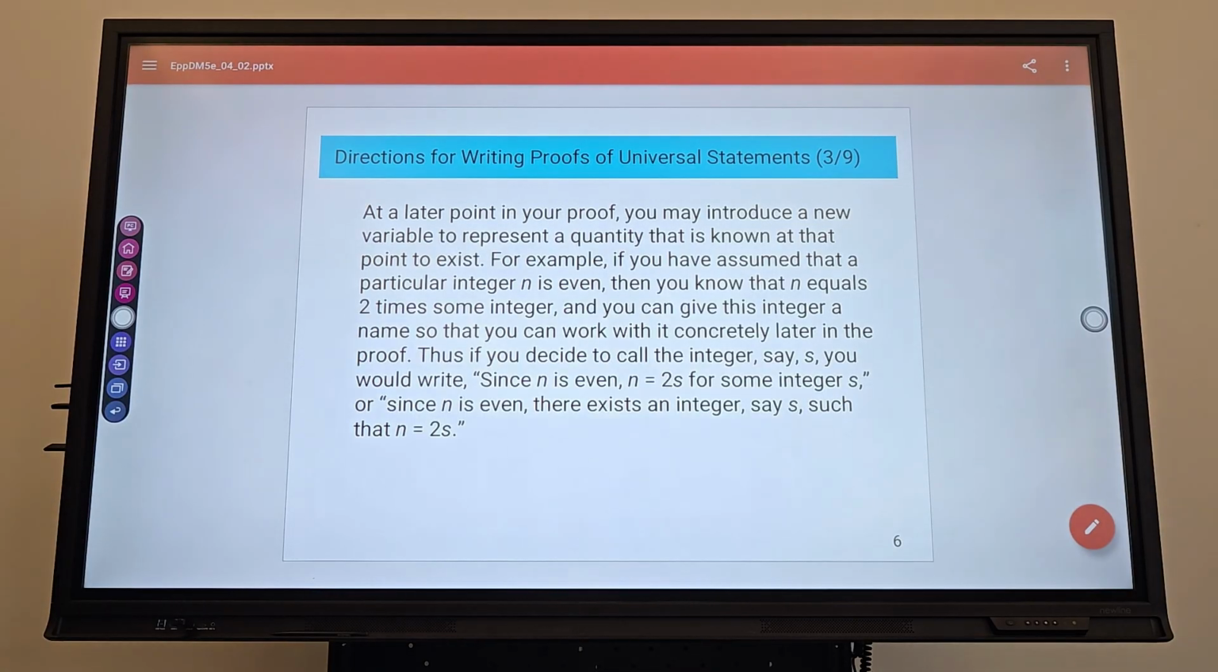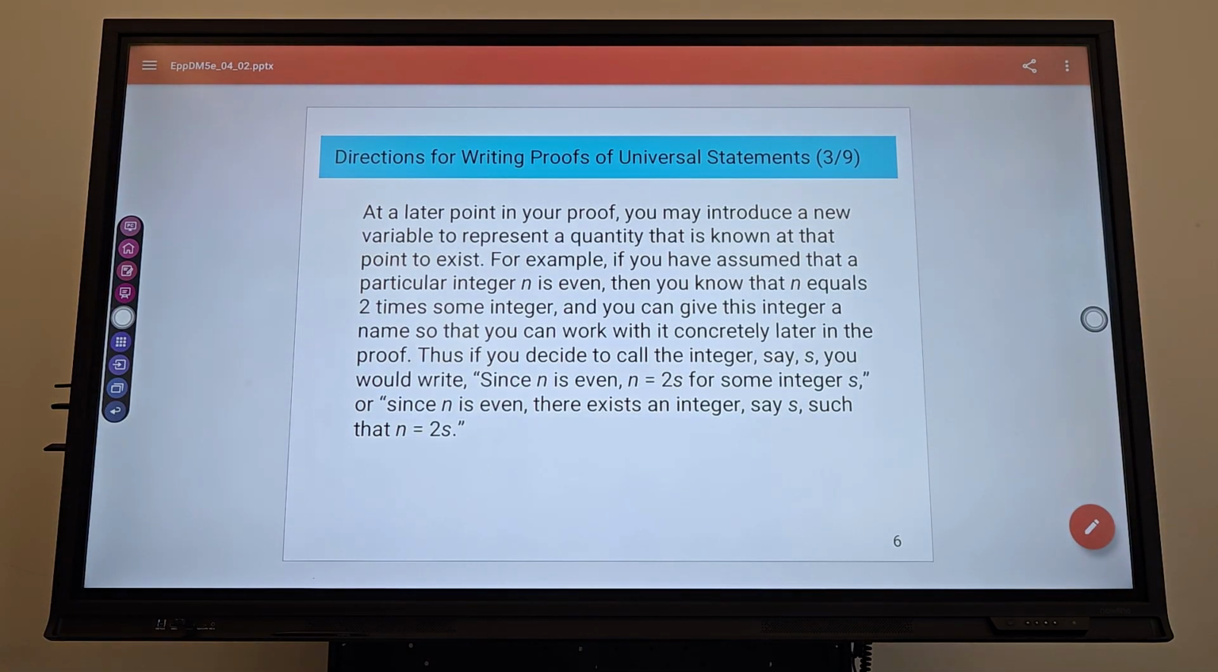At a later point in your proof, you may introduce a new variable to represent a quantity that is known at that point to exist. For example, if you have assumed that a particular integer n is even, then you know that n equals 2 times some integer. And you can give this integer a name so that you can work with it concretely later in the proof.